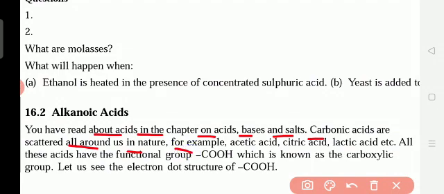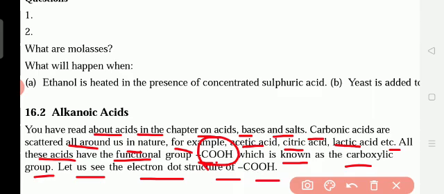For example, when an OH group is added to the C, it is carboxylic acid. For example, acetic acid, citric acid is present in the lemon and oranges, and lactic acid is present in the milk and the curd. All these acids have the functional group COOH. The functional group COOH adding to the parent group is known as the carboxylic acid. Let us see the electron dot structure for the COOH.